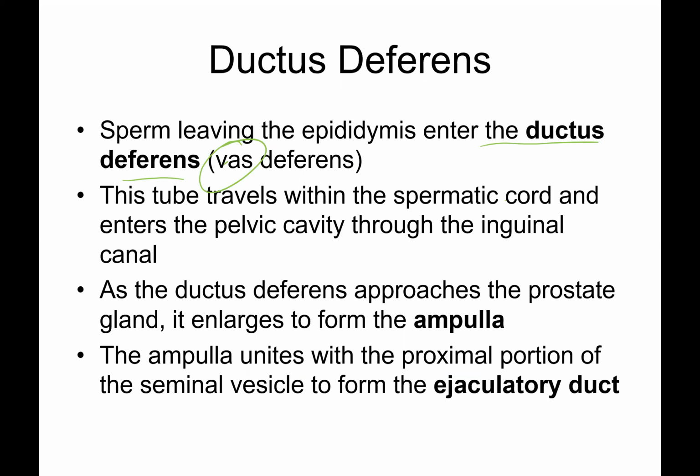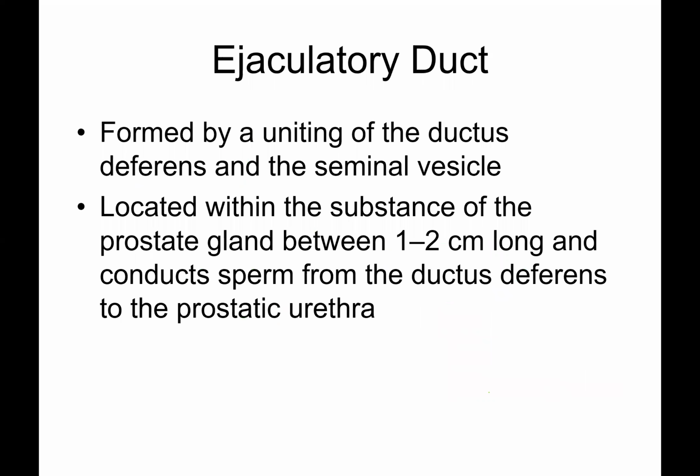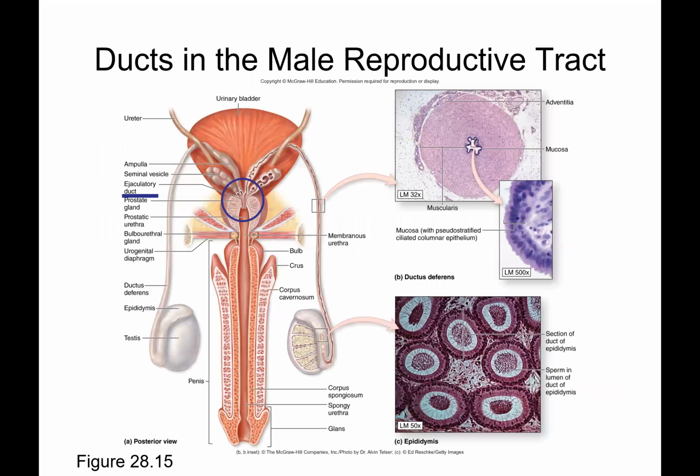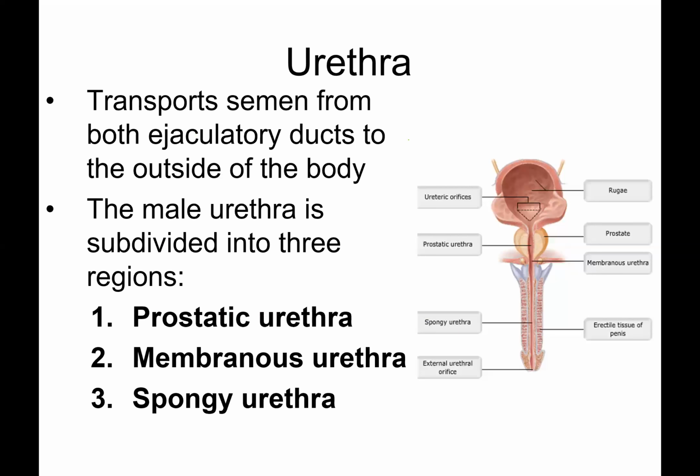Okay, so as the ductus deferens approaches the prostate gland, it enlarges to form the ampulla, and then the ampulla unites with the proximal portion of the seminal vesicle to form the ejaculatory duct. Okay, and so I was trying to draw earlier, that's where the two come together, formed by the uniting of the ductus deferens and the seminal vesicle.